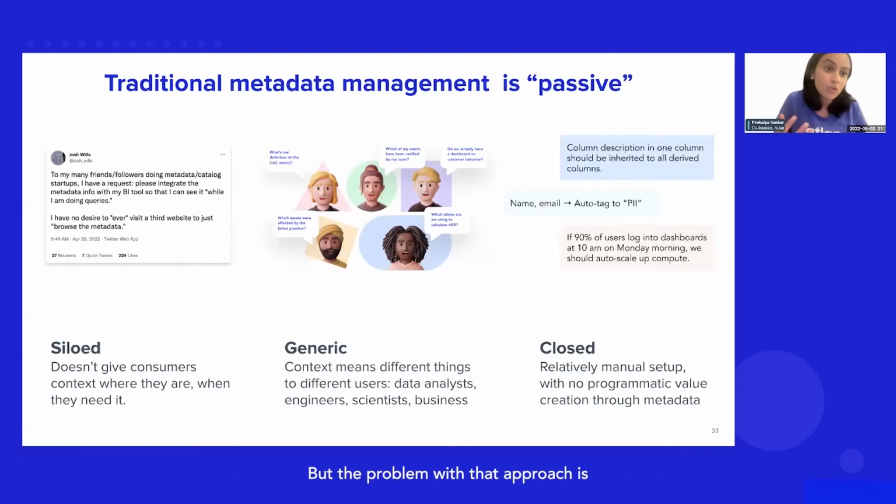But the problem with that approach is that if you think about it as an end consumer, I want context where I am and when I need it. When I'm in that BI tool and say, can I trust this dashboard? The last thing I want to do at that point is jump to another tool, search for my login, search for the dashboard, then look at lineage, right? I want context where I am and when I need it, which is one element of activation: how do you bring that back into daily workflows.